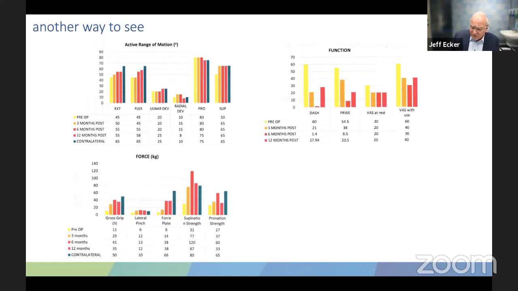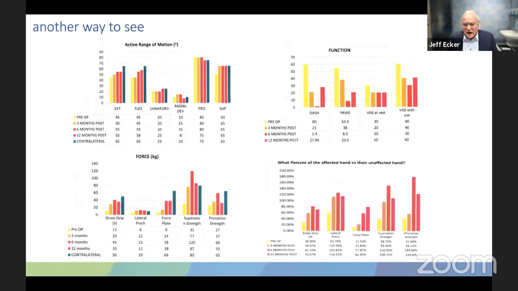There's no ideal tool, but that's what we've got at the moment. And then what percentage power they've got in their hand throughout all these movements as we follow them up at 3, 6, and 12 months. And fortunately, over the last 2 to 3 years, we're now approximating 70 to 80% data, which is making me feel very happy. And that gives you a great deal of confidence about what to expect if you leave something alone and what you can get when you operate.